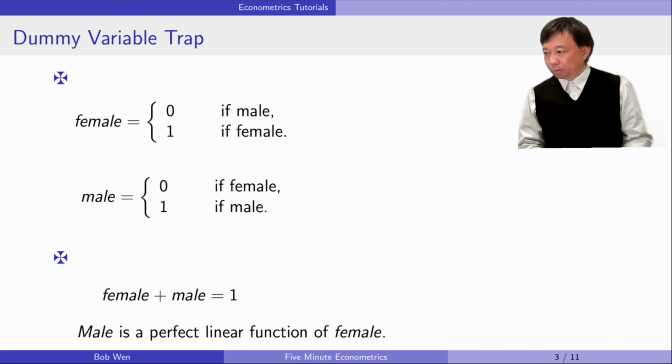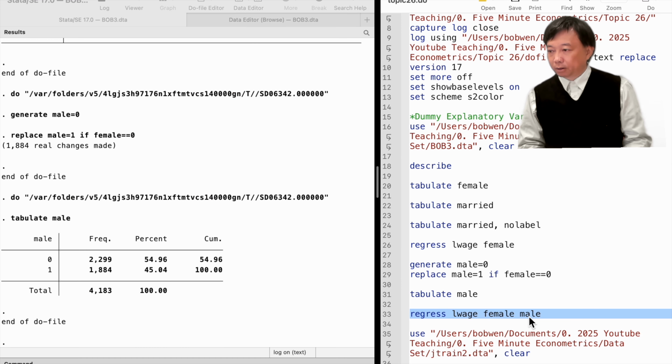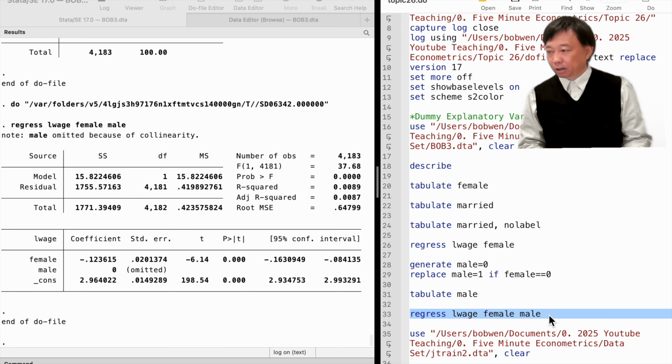The dummy variable, female, is a perfect linear function of the dummy variable, male. It is redundant to have both in the model. Stata can automatically correct the mistake. It will ignore one of them.